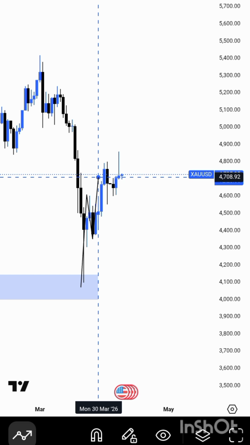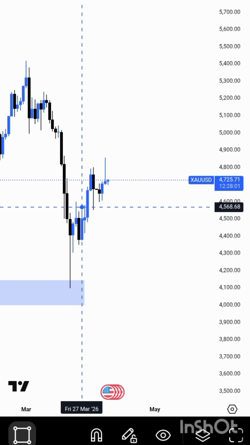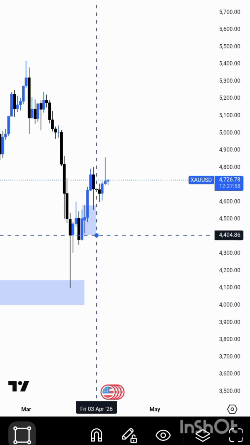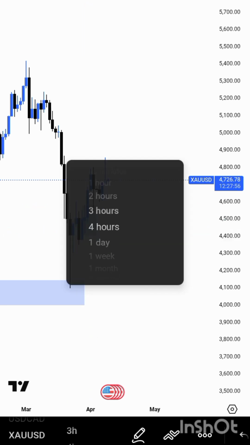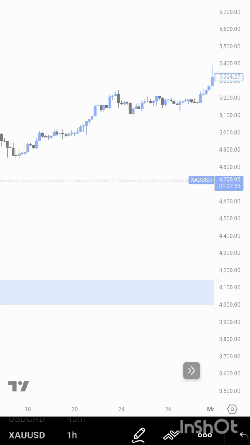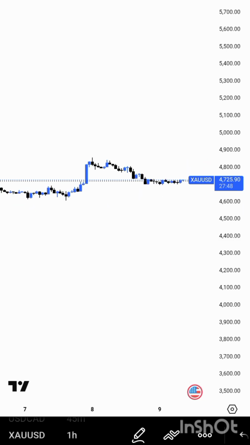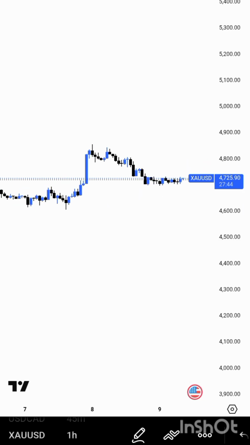So what we want to be doing is marking out our order block. At this level we are seeing our order block has been mitigated. So when the order block is being mitigated, we want to go to the 1 hour time frame. On the 1 hour time frame, we want to see confirmation that buyers are in control of the market.